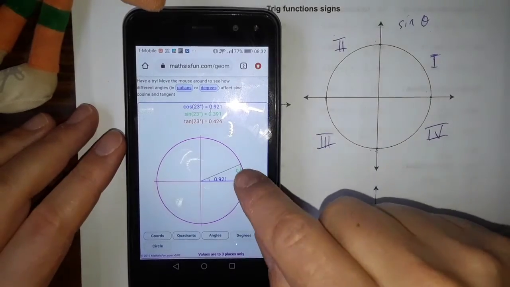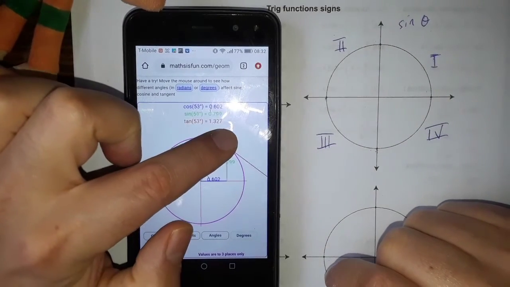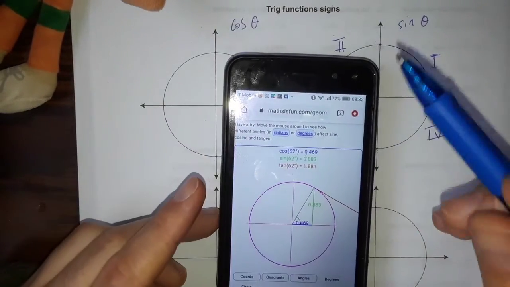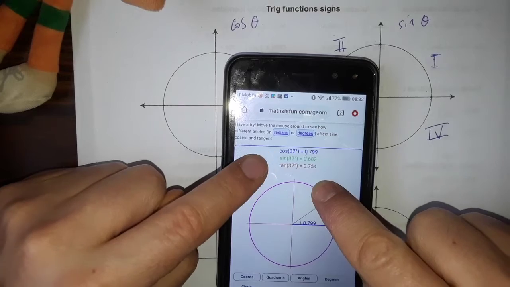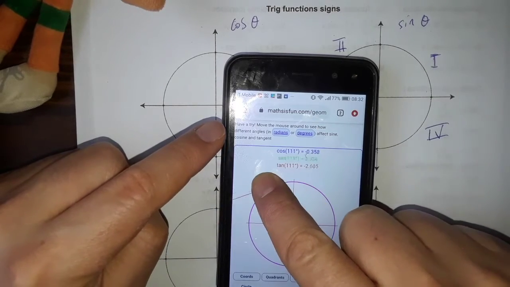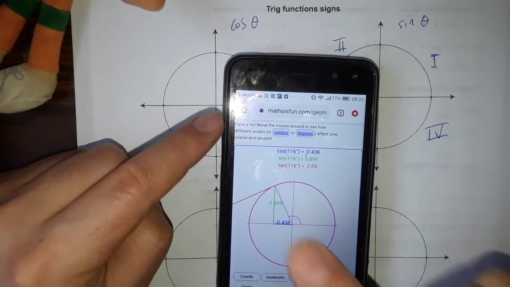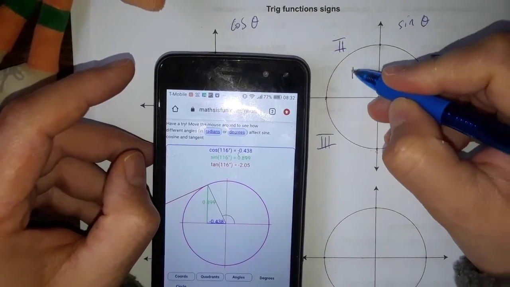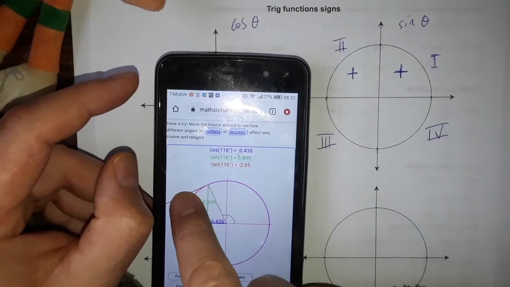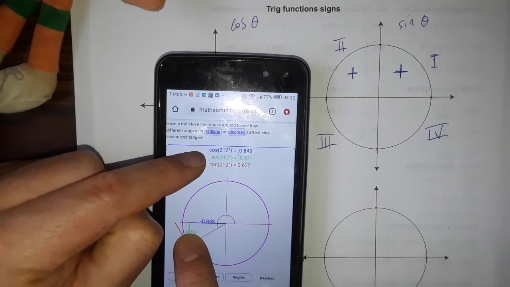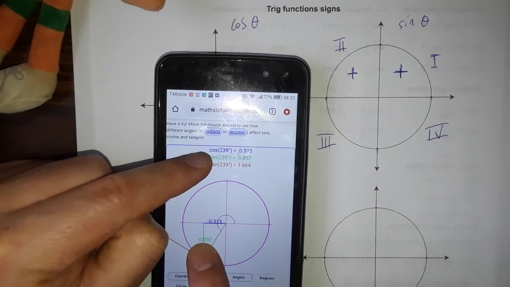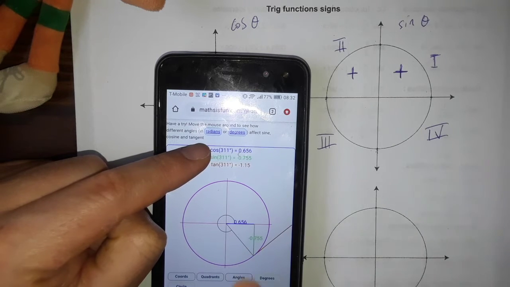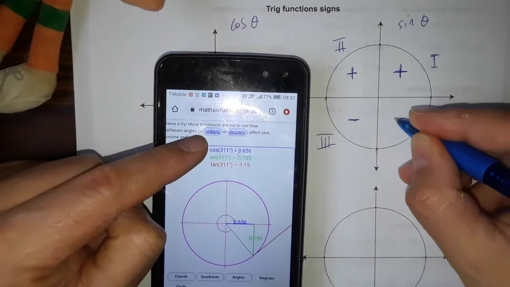So let's look at the first quadrant. If I move this, you can see that the sine is always positive during the first quadrant. Do you see that it's always positive? When I go to the second one, it's still positive. So for the sine, the first quadrant is positive, the second quadrant is positive. If I keep going, for the third one the value is negative. For the fourth one, the value is still negative. So that's how the sine behaves.